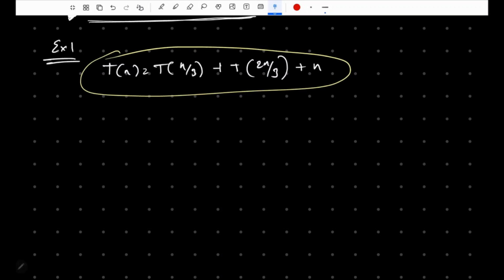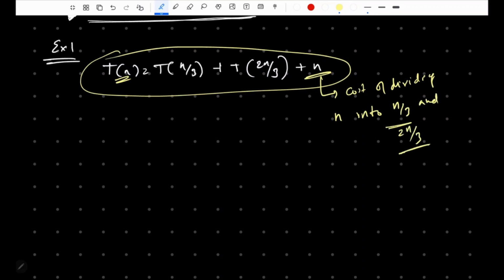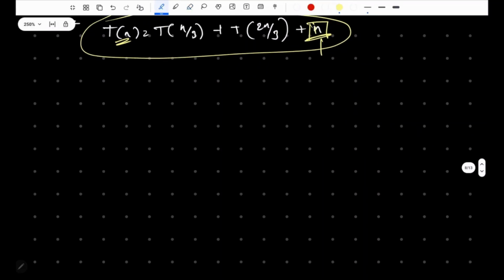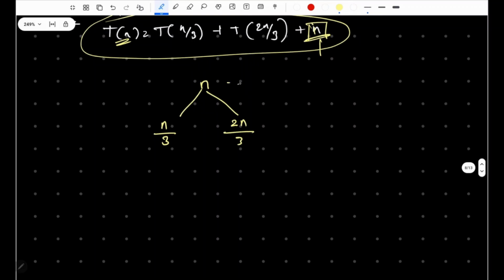So we have got two recursive terms, T of n by 3 and T of 2n by 3, and another term n. So what is this? This n is the cost of dividing n into n by 3 and 2n by 3. Here we have n, we divide it into n by 3 and 2n by 3, and the cost incurred for dividing n into these two is n.